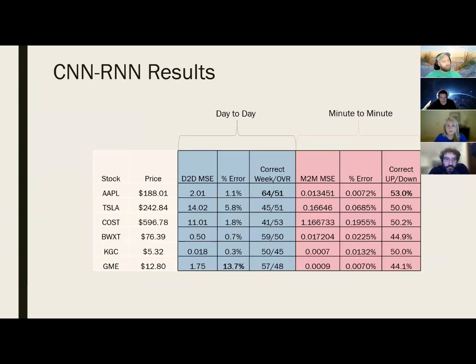And here are our results. As you can see, for a stock like Apple we only got about 1.1% error, but for a stock like GameStop at the bottom, you got 13% error. So you can see that these are not really following their indicators. The first column there is mean squared error, that's how many dollars we're off. The second column is that as a percentage. And the third column is how accurate we were over the course of a week or overall. 64% and 51% for Apple, which is also telling you not to invest this in real life, this is just a model.